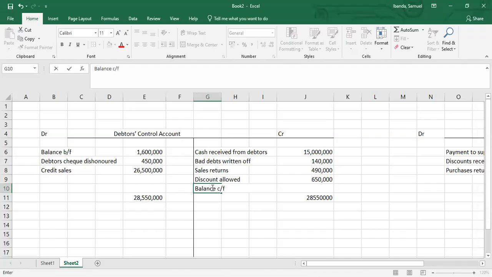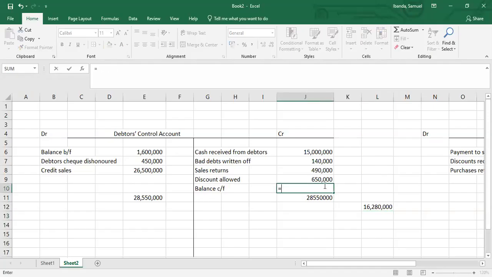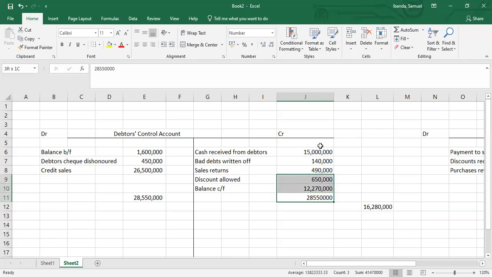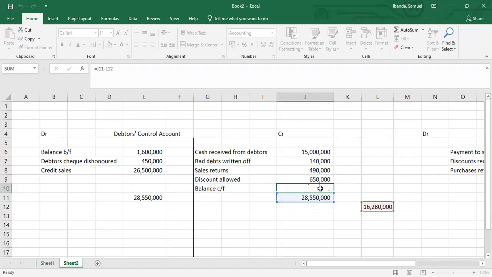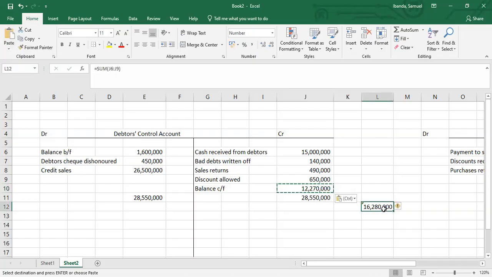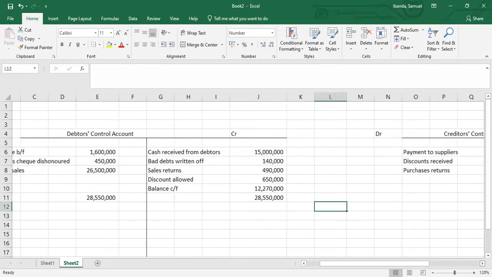carried forward, okay? A balance carried forward, and this balance carried forward will be, I'll first get the summation of these things and then subtract it from this, 28 minus this, which gives me 12,270, okay? 12,270 is my balance carried forward there. Let me just make sure that I copy and paste values, so I can read this and not confuse you.